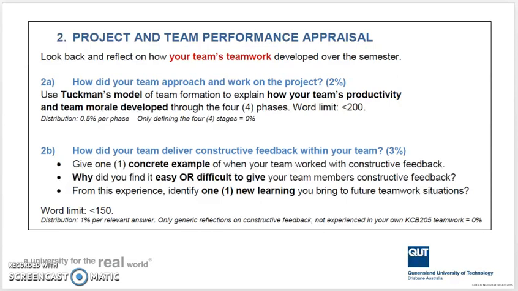In question 2A, you are asked to use Tuckman's model to explain how productivity and team morale developed in your team over the semester. If you only give a generic presentation of Tuckman's model or only give general explanations of productivity and team morale in any teamwork situation, you will score 0.